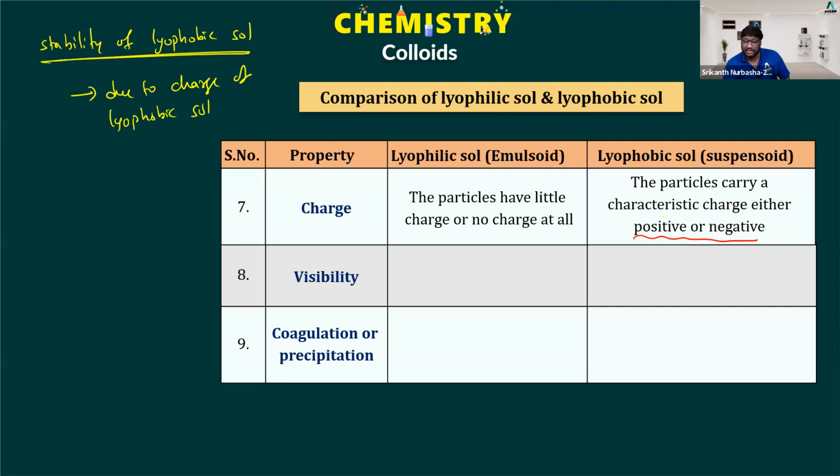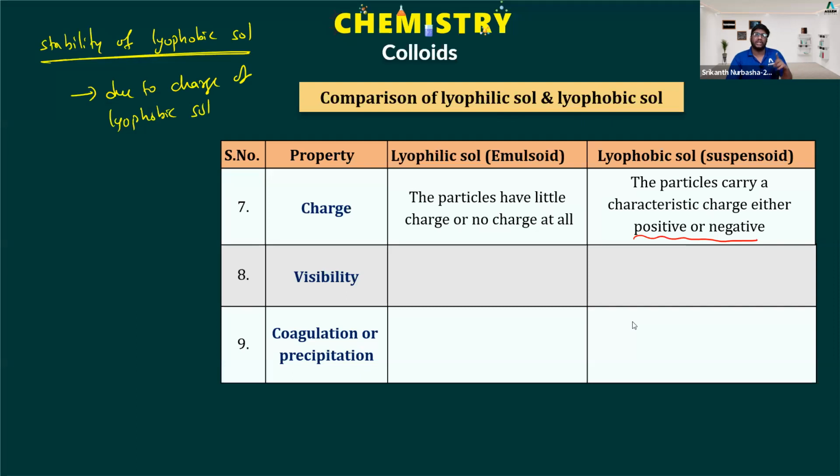We are saying the particles carry a characteristic charge, either positive or negative. You may ask a question, sir, how do you say that lyophobic sol particles have a charge? Due to adsorption of common ions on the surface of colloidal particles, charge will be developed. We'll discuss the reason for the charge formation in the upcoming slides. The charge is always there on the colloidal particle. Even in lyophilic there will be a little charge. In lyophobic, more charge.